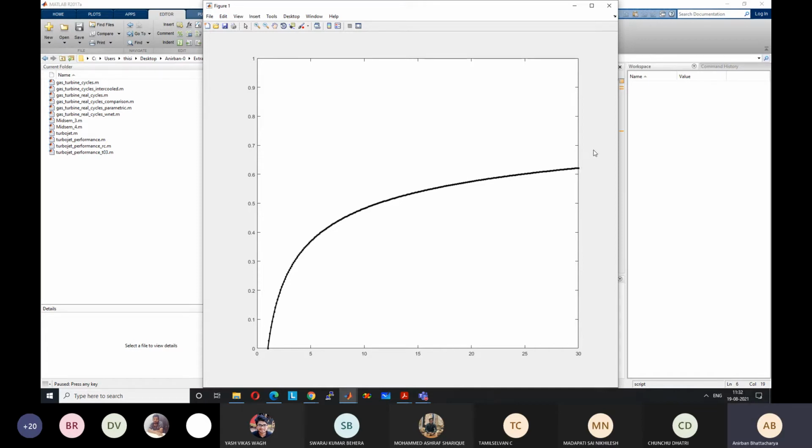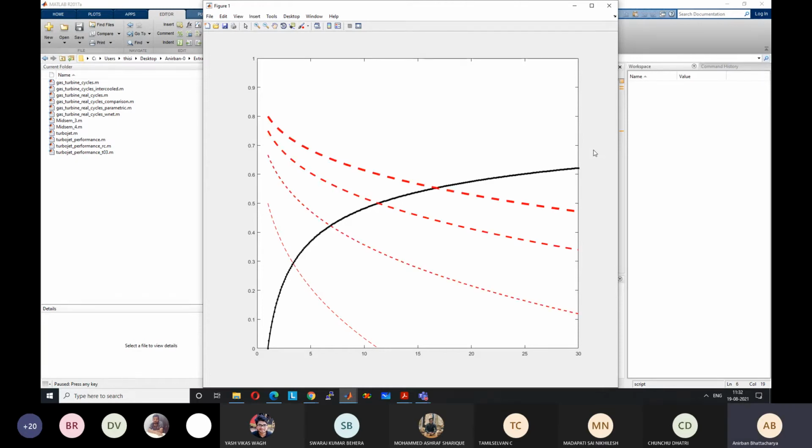Then for the regenerative cycle, at T equal to 2, this is the efficiency, then T equal to 3, 4, 5, and 6. These are the crossover points for the regeneration cycle. Below this value of R, you have higher efficiency for the regeneration cycle. Above this value, the simple Brayton cycle has higher efficiency.